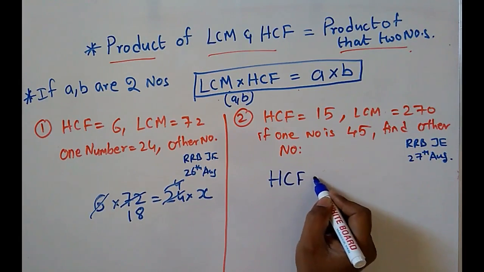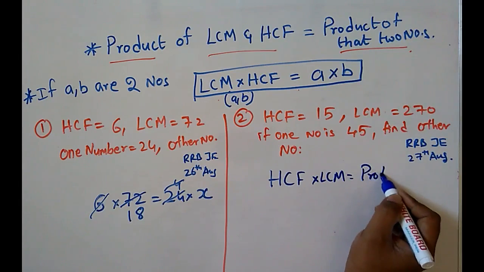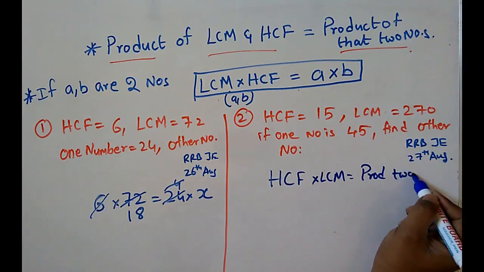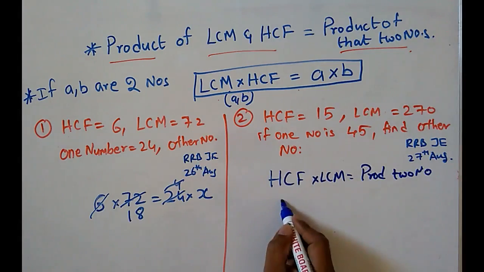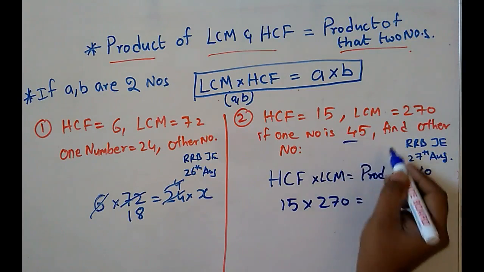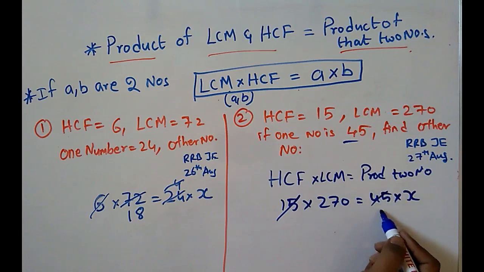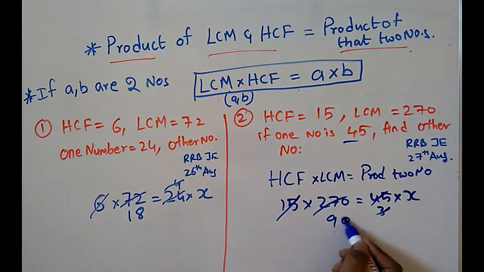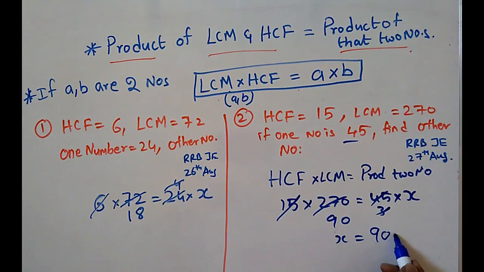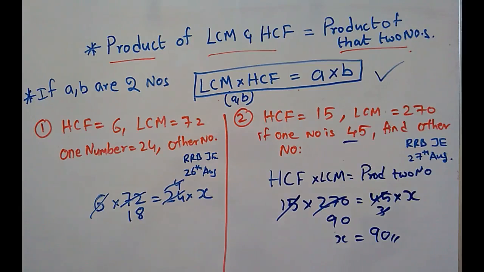Similarly, HCF into LCM is equal to the product of two numbers. HCF is given as 15, LCM is 270, and one number is 45. The other number you have to find. 15 threes are 45, so 15 into 270 by 45 gives 90. Hope you have got familiar with this question also. This is also a pukka question which will come in one or other shift.